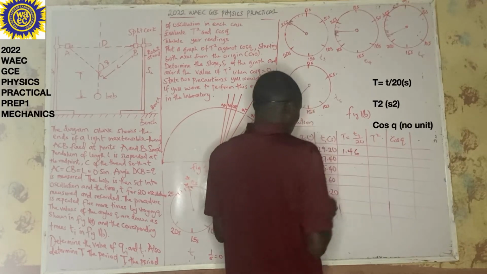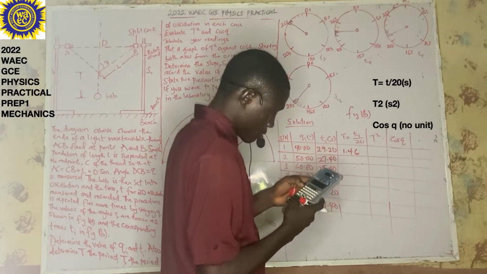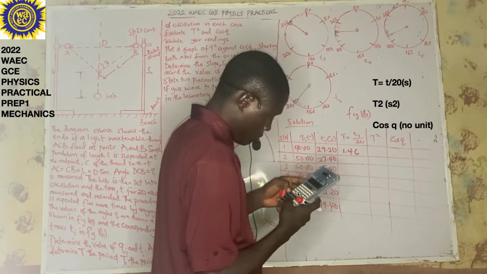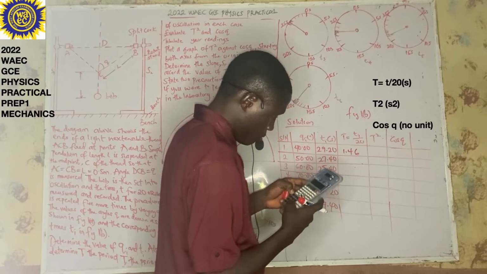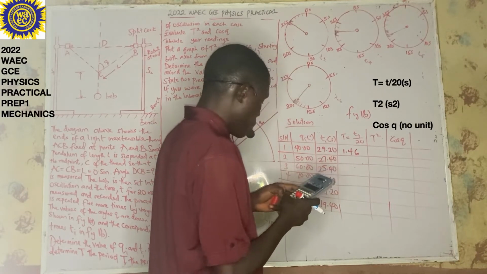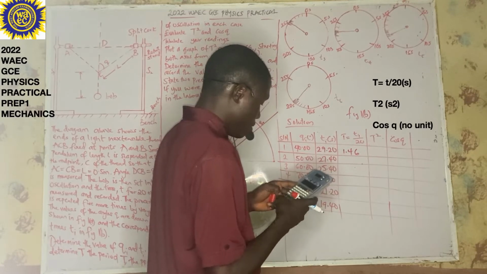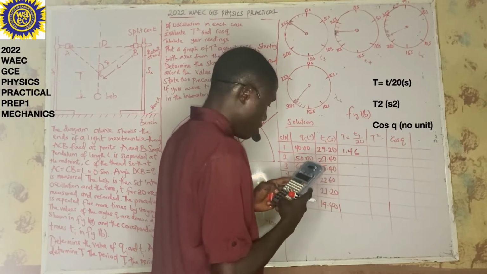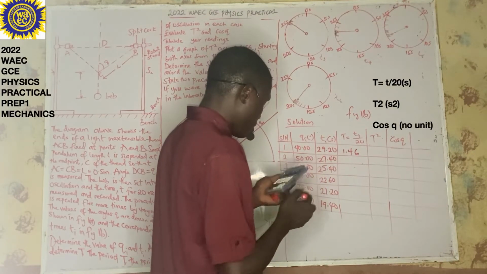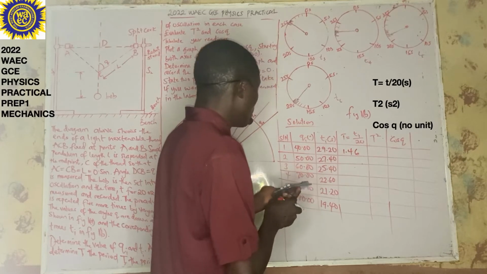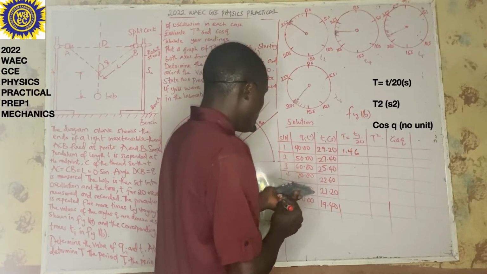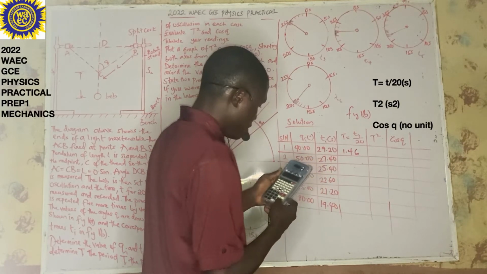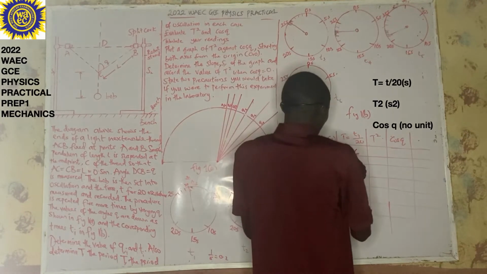29.20 divided by 20 is 1.46. Now 27.40 divided by 20 is 1.37.